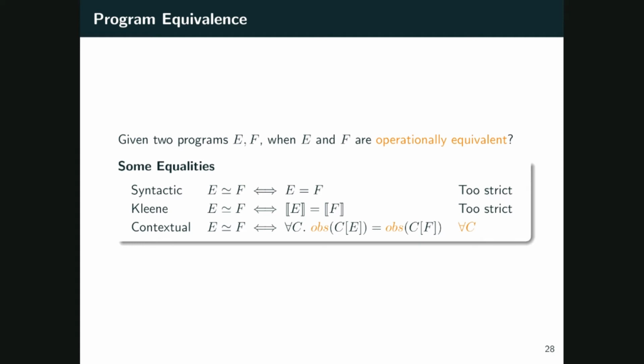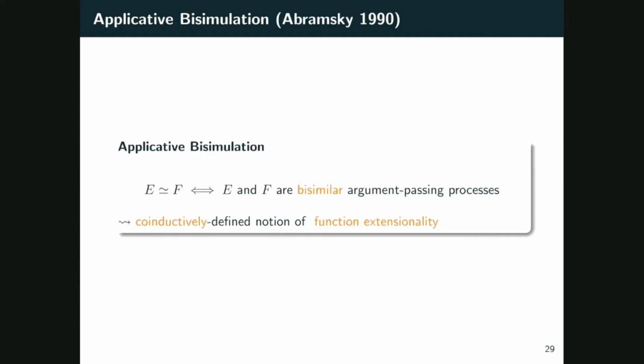And this, contrary to the previous one, is coarse enough, but it's rather impractical because it has a universal quantification over all contexts. And another possible answer, which is the one that we will study in this talk, was given by Abramsky, and it is given by applicative bisimulation, whereby two programs are bisimilar, or equivalent, if they are bisimilar as argument-passing processes, which essentially means that what we have is a coinductively defined notion of function extensionality, the same function extensionality we have in mathematics, for instance.